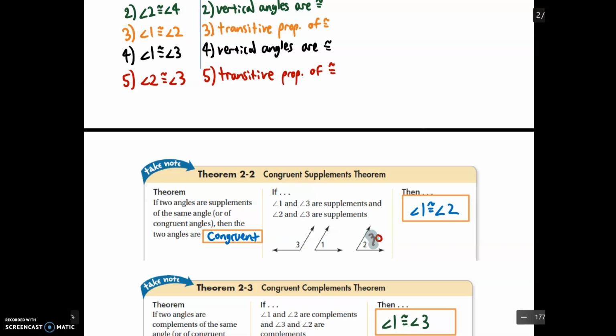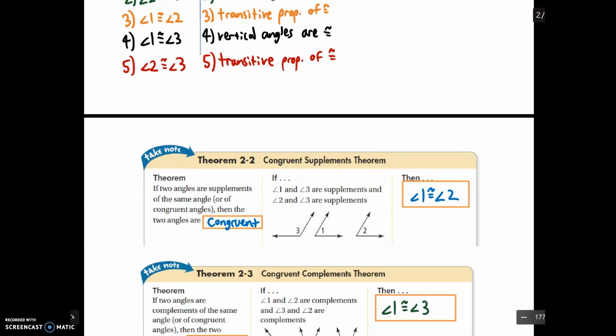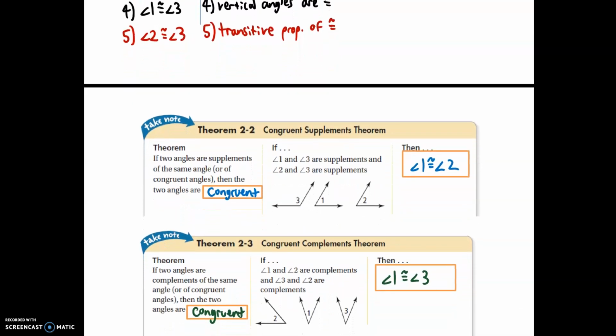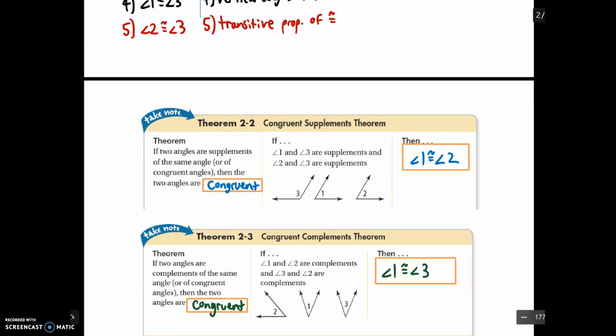So 1 and 3 are supplementary. That means if 2 and 3 are also supplementary, 1 and 2 must be congruent to each other. Almost how we use transitive property. Again, angle 1 and angle 2 both have that connection to angle 3 because they're both supplementary to angle 3.